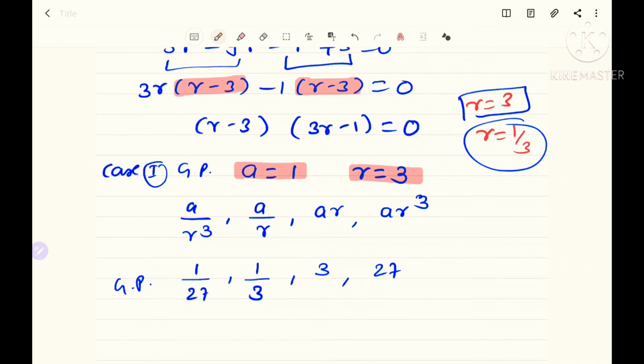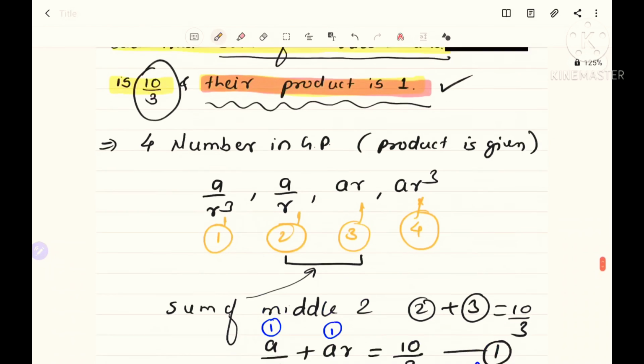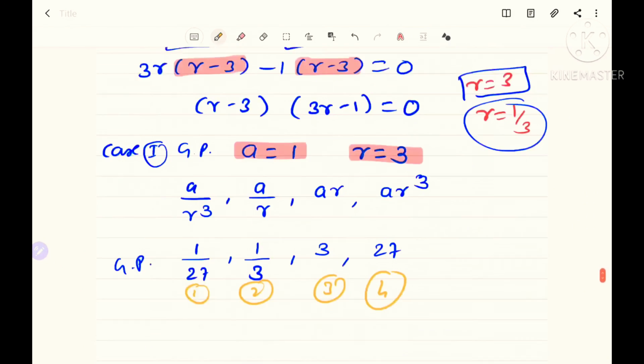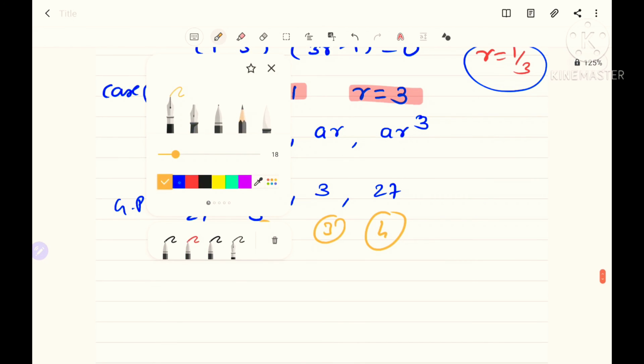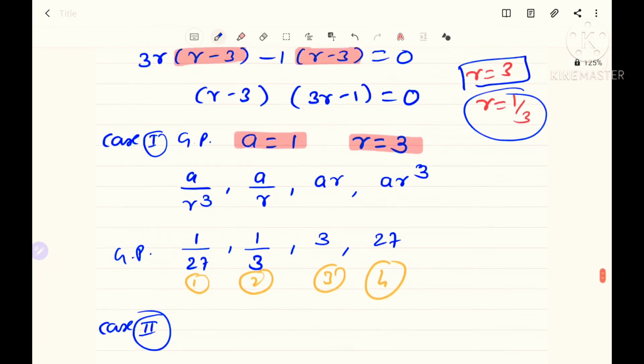So if you observe, this is the first number, this is the second, this is the third, and this is the fourth number. The question is all about finding 4 numbers in GP. And we got these 4 numbers for case number 1. But let's cross check and you will observe a very interesting hint, friends. What will happen in this case number 2?